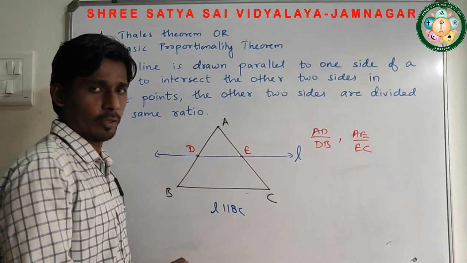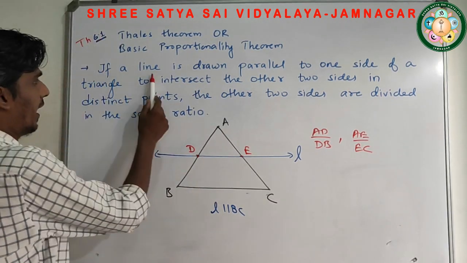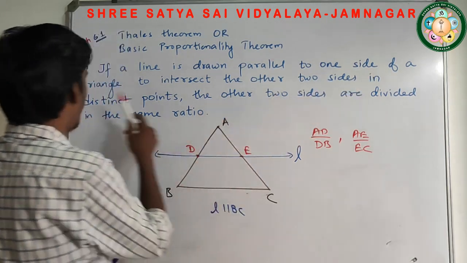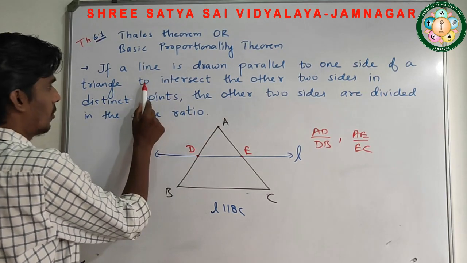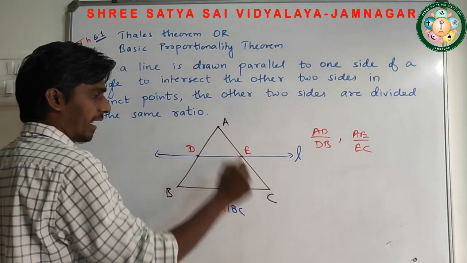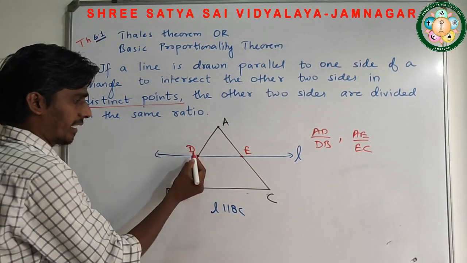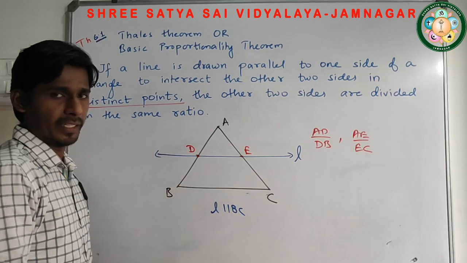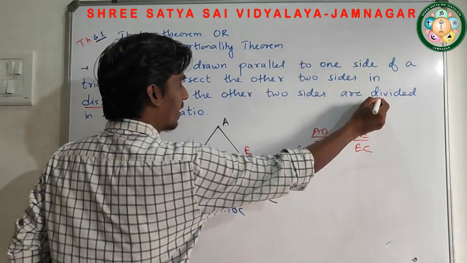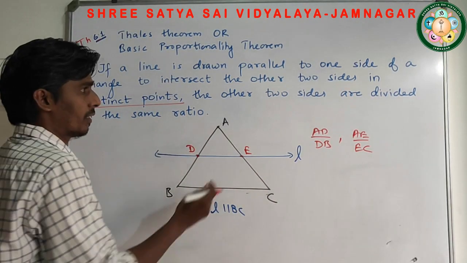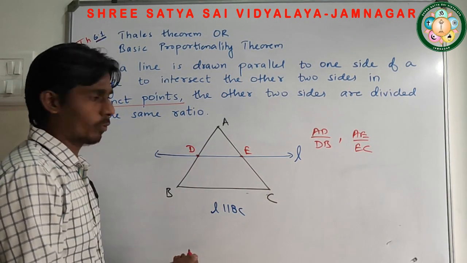Now let's read the statement of Thales theorem, what we are going to prove. If a line drawn parallel to one side of a triangle intersects the other two sides, AB and AC, at two distinct points, D and E, on two different sides, then the other two sides are divided in the same ratio.